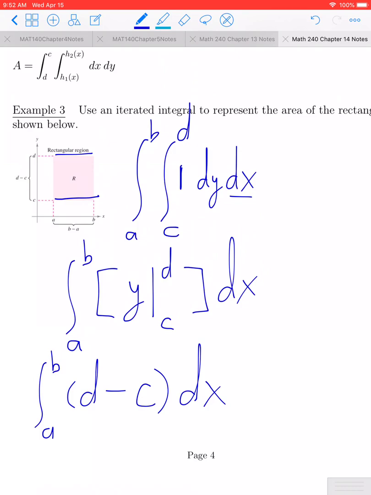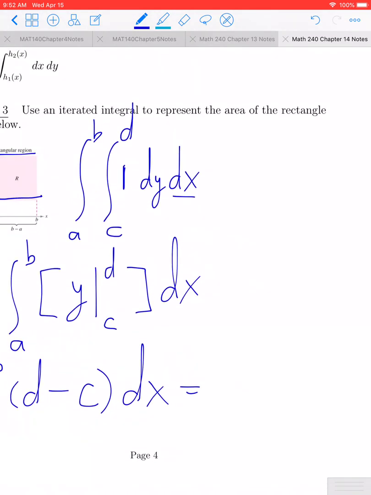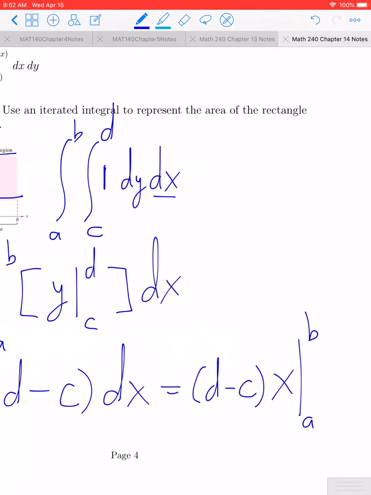We can now integrate this with respect to x. The antiderivative of a constant is just going to be that constant times x. And now this gets evaluated from a to b. We will first stick in the upper limit of integration, and then stick in the lower limit of integration.